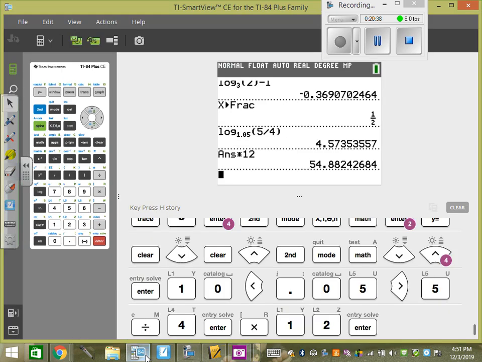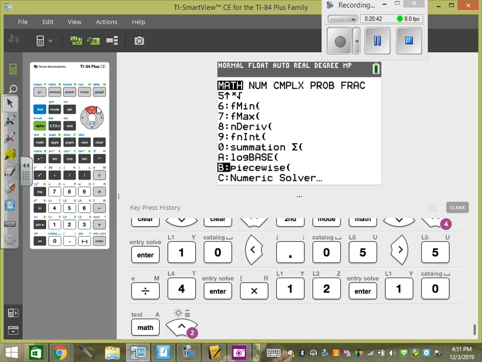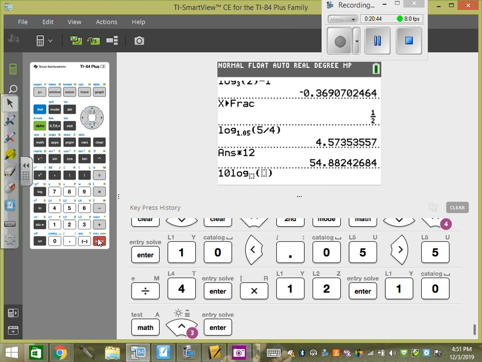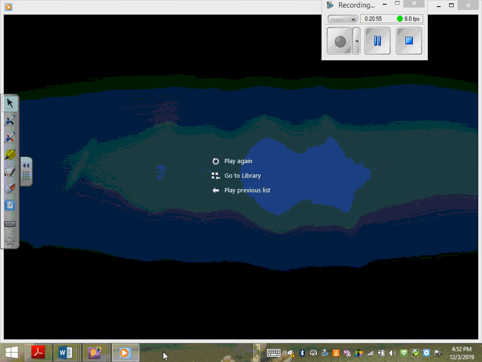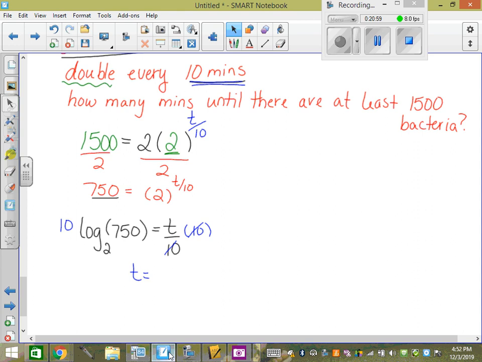So I would go 10 math log base 2 of 750. And it would be 95.5 minutes. And to the nearest whole number, it would be 96, because I said at least 1,500. So since I said at least 1,500, I'd say 96 minutes to reach that.